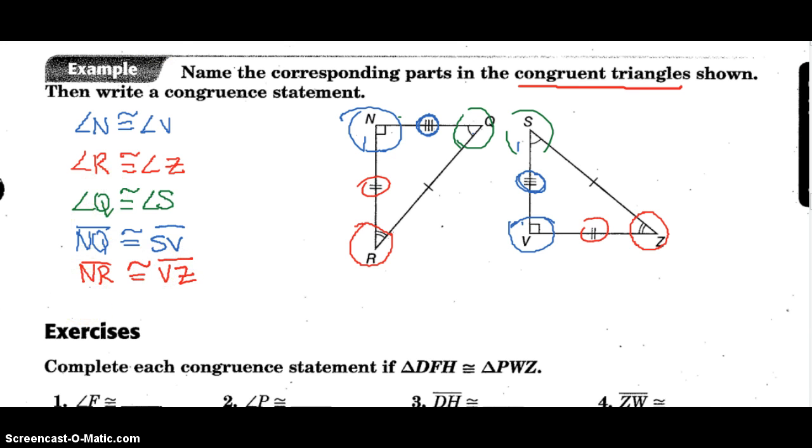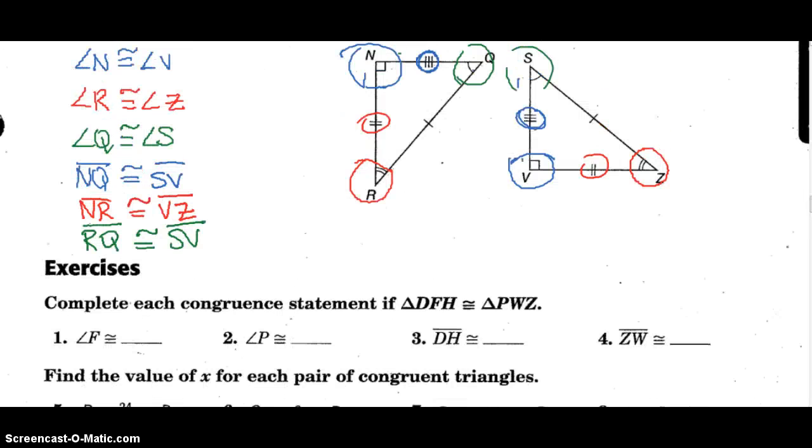And then last, the only one we have left is side RQ. And RQ corresponds with SV. And I didn't necessarily write those in alphabetical order. It's not that important. All right. Oh, and ultimately, what do we want to say?